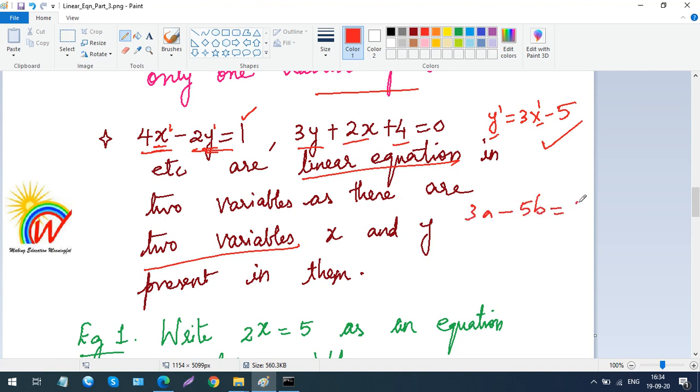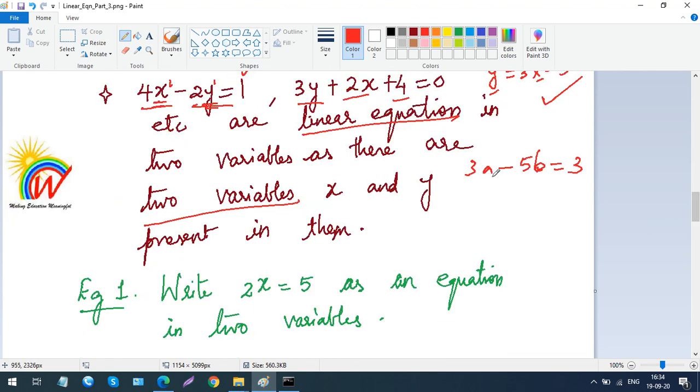Sometimes they may give you something like this: 3a minus 5b equals 3. Now if they ask you whether it is a linear equation, you should see that instead of x and y, they have just used a and b. So this is definitely a linear equation. Why? Because the degree is 1 again, and there are two variables, a and b, so it's a linear equation in two variables. So you should not get confused with the different alphabets. They can use a, b, they can use u, v, anything. But usually initially we are just learning with the x-axis and y-axis.